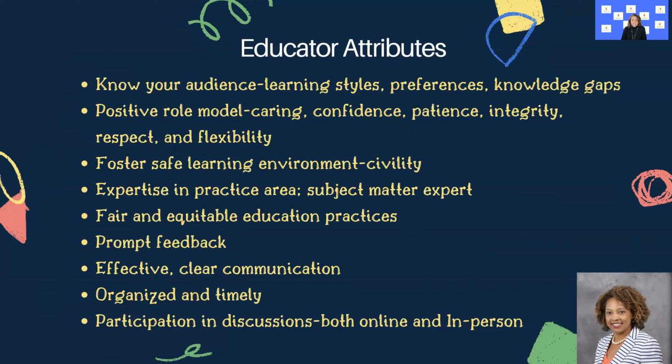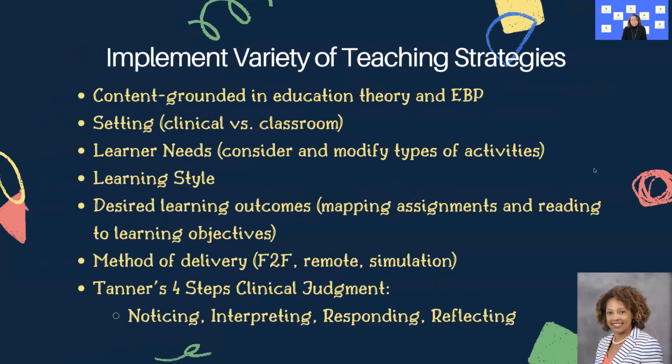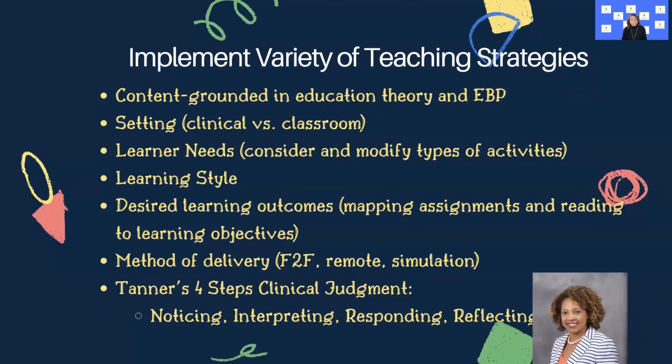NLN says that we should engage with current literature, with relevant content with our students in the classroom, as well as in online discussions, to build community and to establish that, again, supportive student-faculty relationship that's so important as part of the learning process. How do we implement a variety of teaching strategies? First, we want to go to the literature.